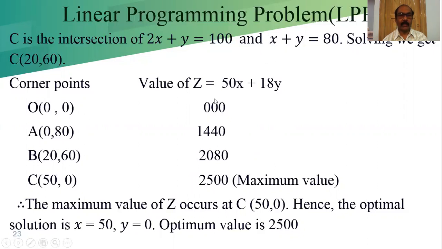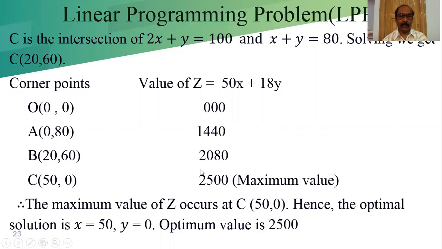Among these, which one is the maximum? 2500 is the maximum, which we write in parentheses as the maximum value. So what is the maximum value we get? At C, 50, 0.